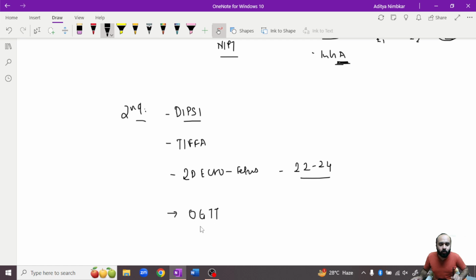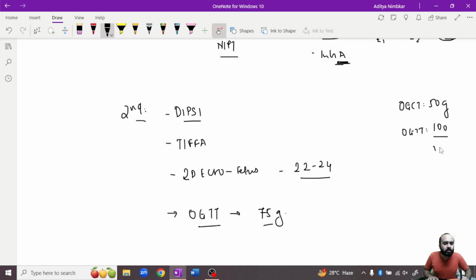Now coming to OGTT, in your book there are multiple things that are given. You only have to remember IADPSG, the International Association of Diabetes and Pregnancy Study Groups. So OGTT in India is done with 75 gram glucose. Now, how to remember: in India, DIPSI is also 75 and OGTT is also 75. In the US, OGCT, which is a screening test, is 50 gram, and OGTT, again the definitive test, is 100. So the total is 150. Similarly, in India DIPSI is 75 and OGTT is 75, again the total is 150. An easy way to remember: Indians have made their own work easy, with 75.